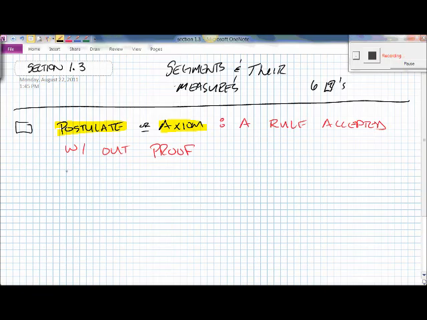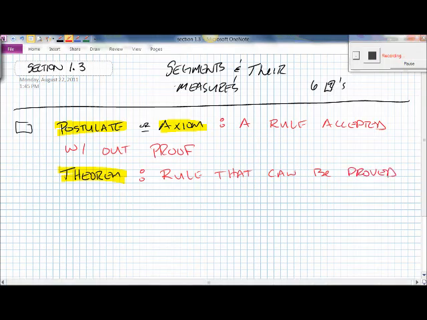So how does that compare to the word theorem? What do you think a theorem is? If you had to guess. Theory. Yes, Mr. Brim. Yeah, this is a rule that can be proved.